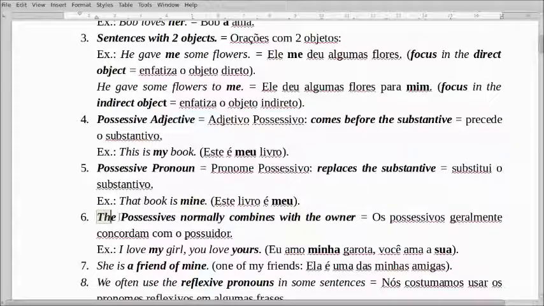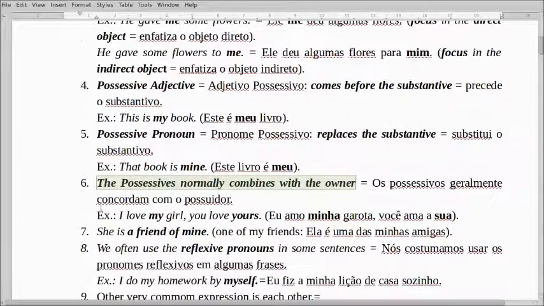The possessives normally combines with the owner. Os possessivos geralmente concordam com o possuidor. For example, I love my girl. You love yours. Eu amo a minha garota e você ama a sua. Então tem que concordar com a pessoa que possui. Eu, o my tem que concordar com I, eu, ok? Yours, de vocês, tem que concordar com you, você. Ou vocês, pode ser.